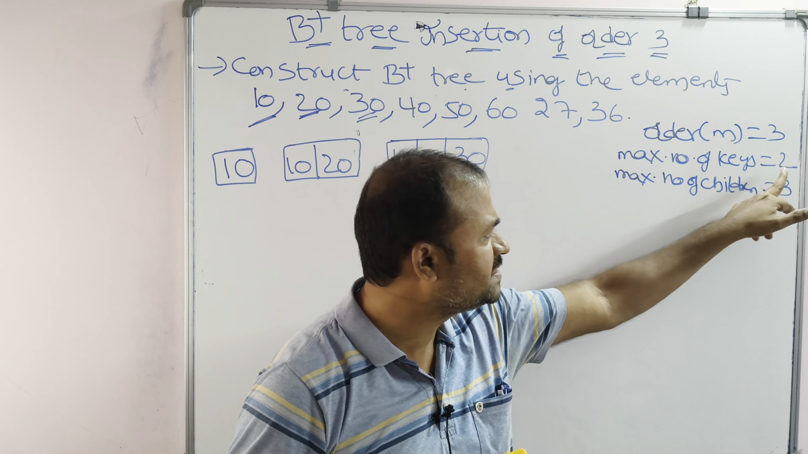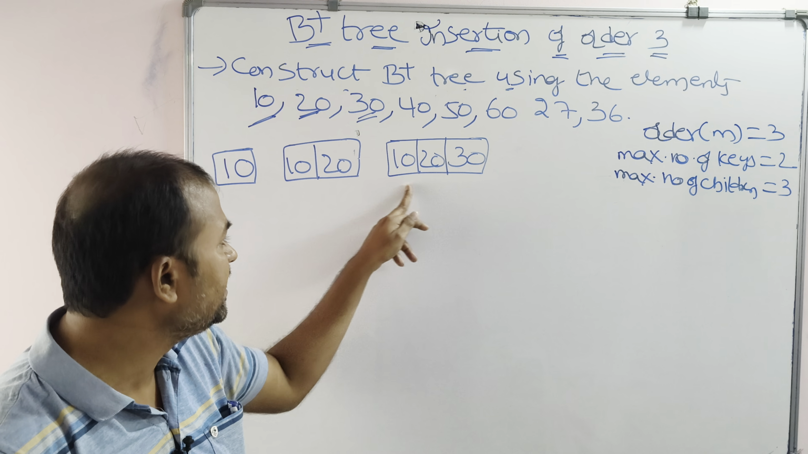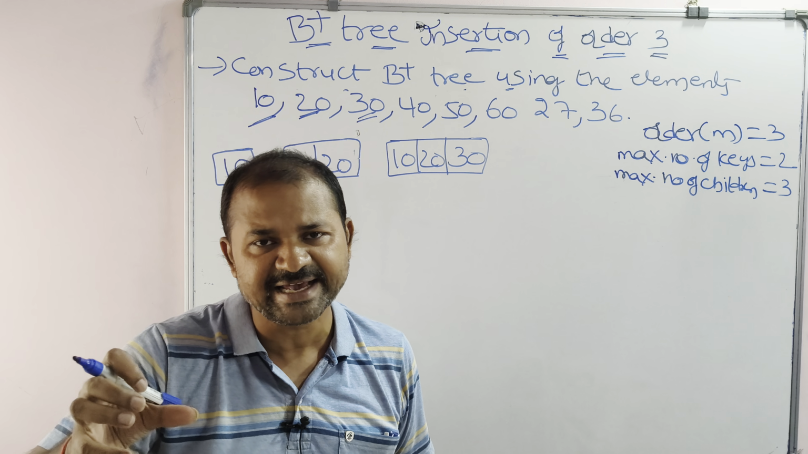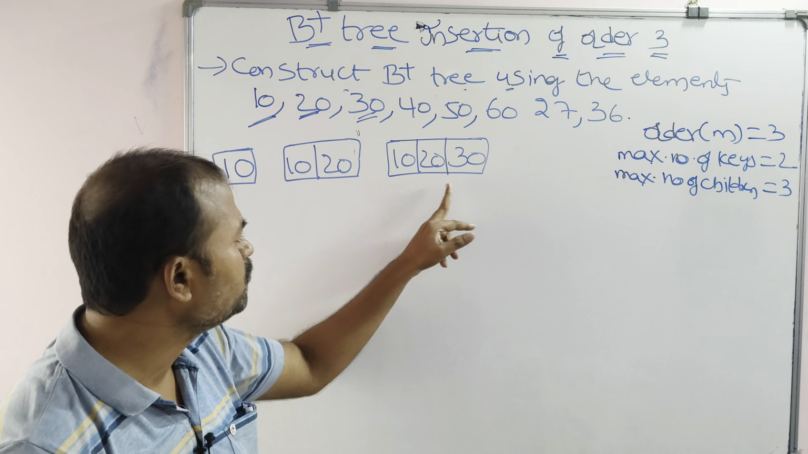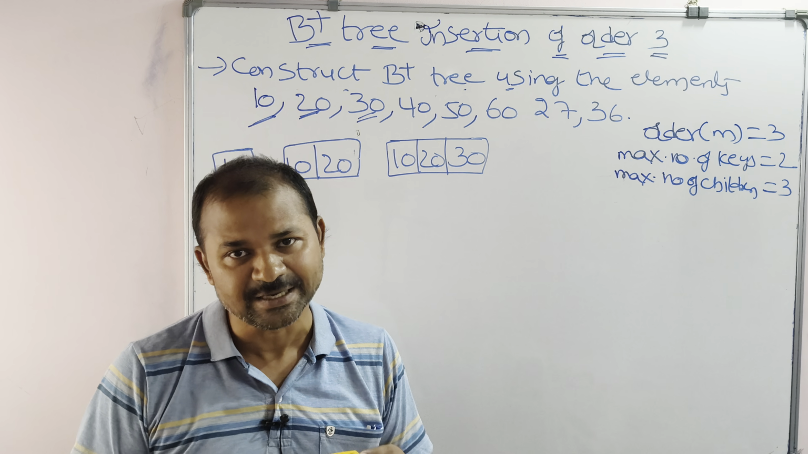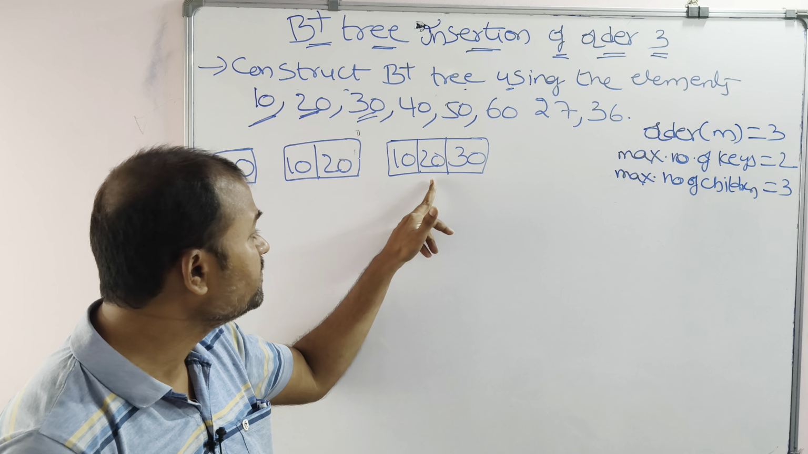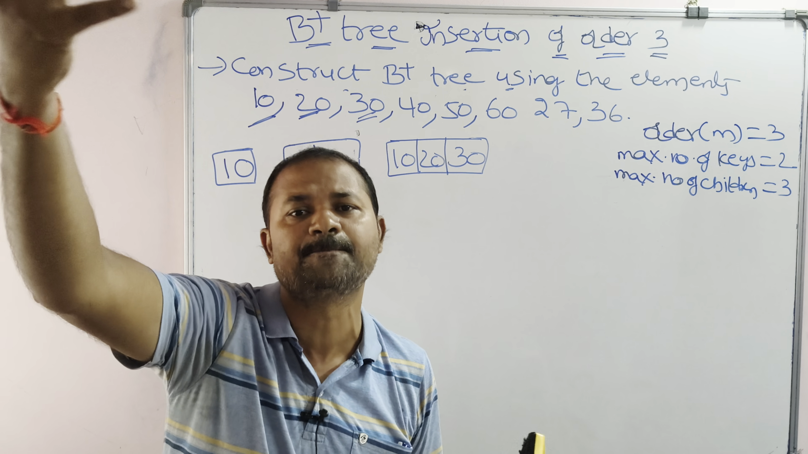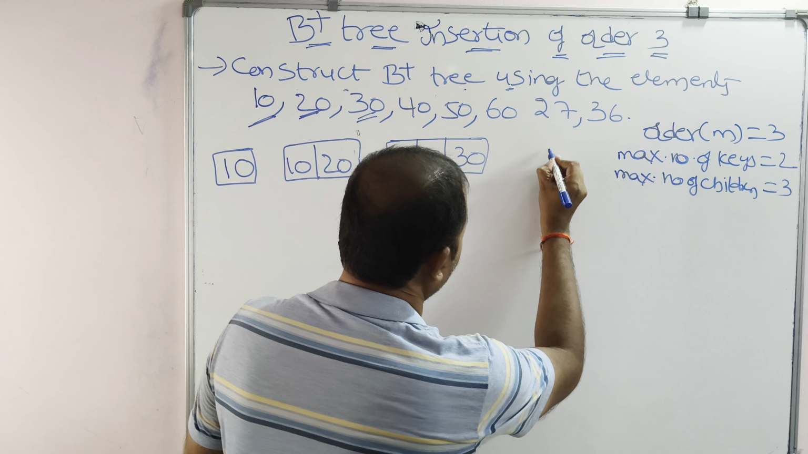Here the maximum number of keys is 2 only. But here the leaf node is containing 3 keys. So we can say that the leaf node is full. So we have to perform the splitting. Calculate the middle element. Here what is the middle element? 20. So 20 will be moved up. So now 20 becomes the parent.